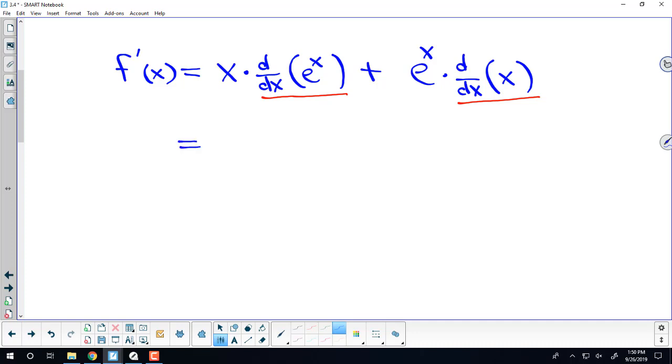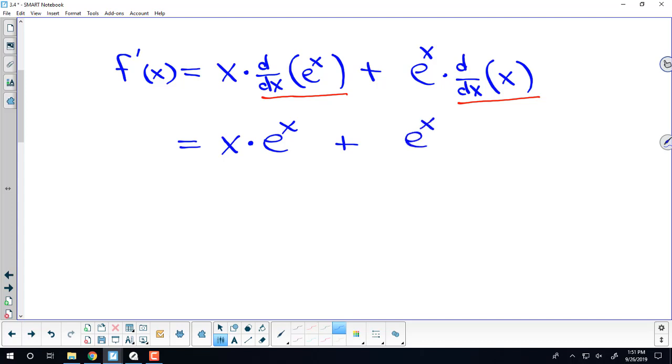So since we have additional derivatives, we're not going to say that's the derivative. It's like you can't solve for x and still have x's on the other side, right? You can't say that's the derivative and still have derivatives left to take. So we still have to complete this. The derivative of e to the x is e to the x, and the derivative of x is 1.